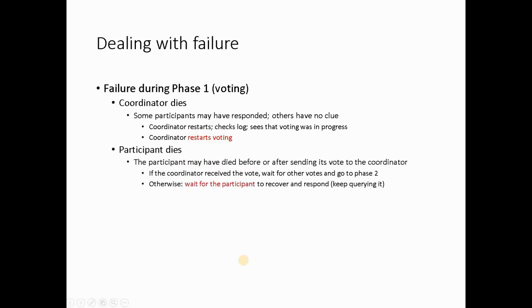Let's say a participant dies. What will happen? After sending its vote to the coordinator, the participant may have died. If the coordinator receives the vote, it waits for the other votes and goes to phase 2. Otherwise it waits for the participant to recover and respond, and keeps on asking.